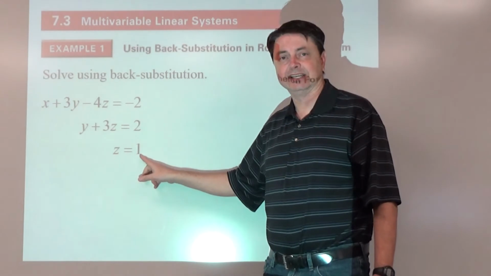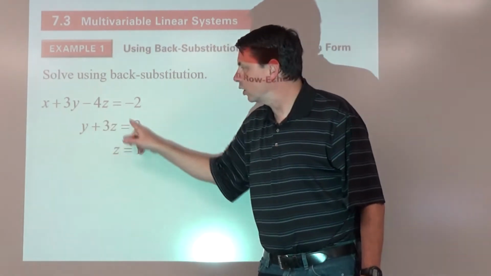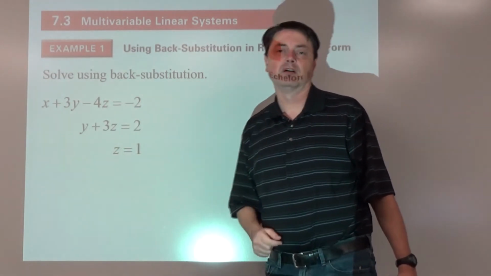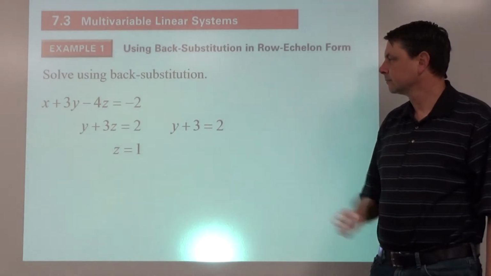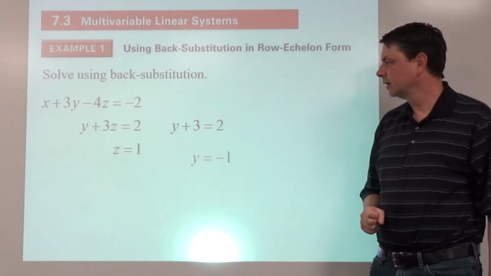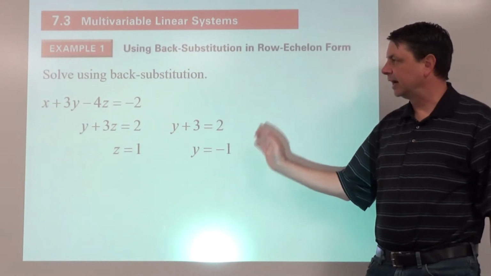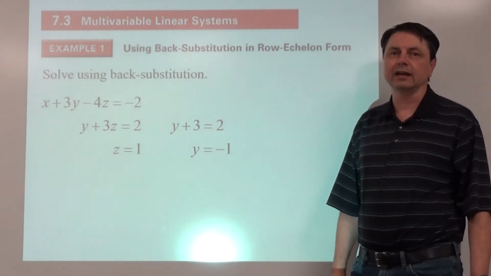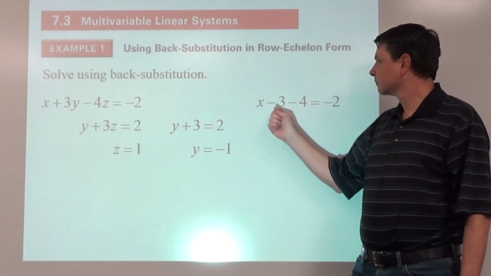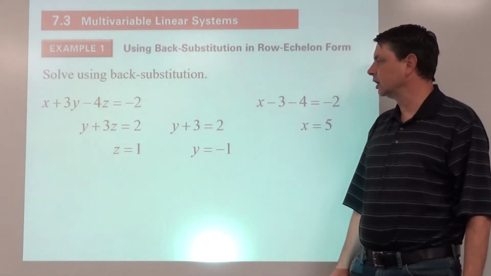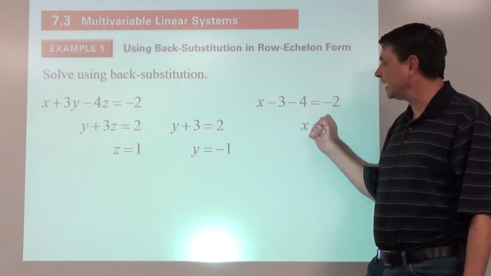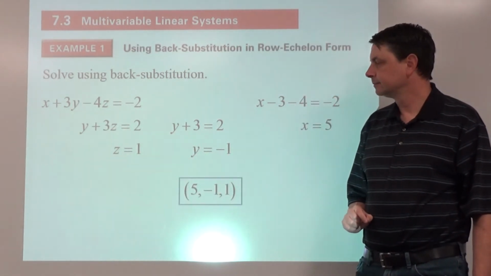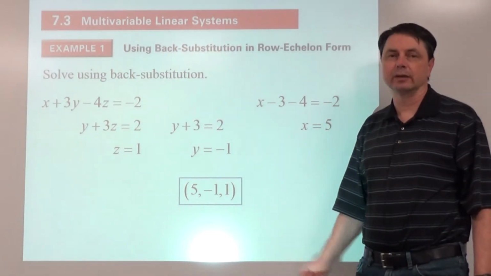Since we know what z is, since this one only requires y and z, if we replace this z with 1, we'll be able to solve for y. So y is going to be negative 1. Now we know z and y, we can go back into the first equation, replace y, replace z, and solve for x. Add 7 to both sides. There we go. So our ordered triple is 5, comma, negative 1, comma, 1. We go in alphabetical order. And that's solving using back substitution.